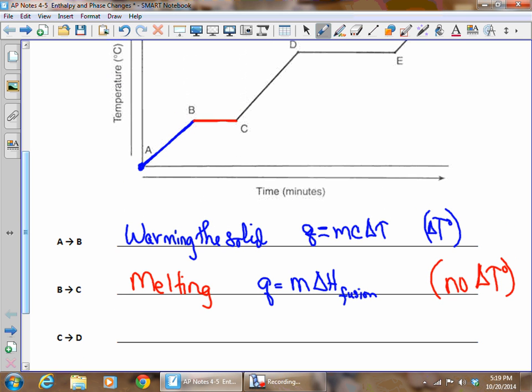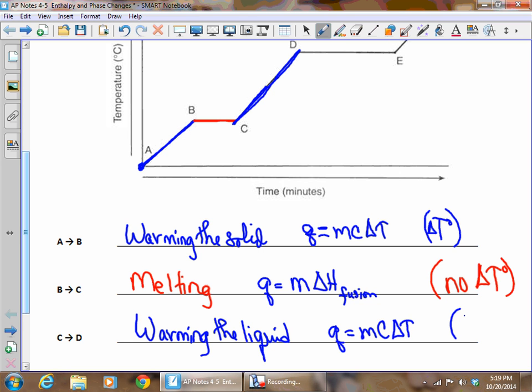Our next range up here, and I'm going to be moving back and forth on this diagram, going from C to D, we've melted it, it's turned into a liquid, and now we're going to be warming that liquid. Now, if we're warming the liquid, notice what's happening to the temperature. It's continuously going up. So what equation are we going to need for this one? Once again, we're going to need Q equals MCΔT because we do have a change in temperature.